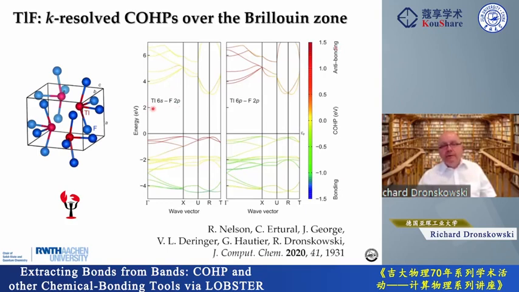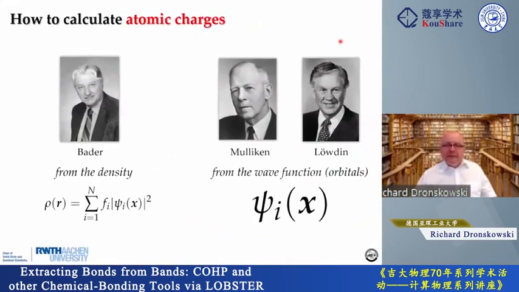So here we concentrate on the interaction between the thallium 6s and the fluorine 2p orbitals. And you can see that the upper part of the valence band is anti-bonding. However, an interaction between the thallium 6p and the fluorine 2p is bonding. So you can immediately trace down, even from the band structure, the amount of chemical bonding originating from different atomic orbitals. Let me say a few words about atomic charges.